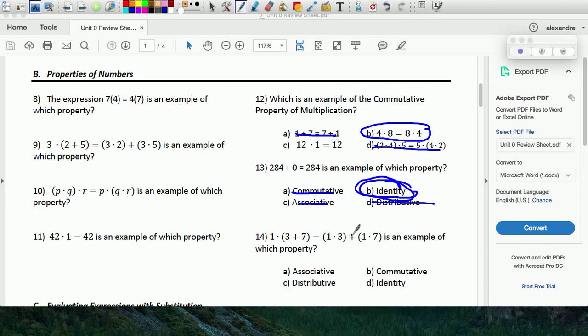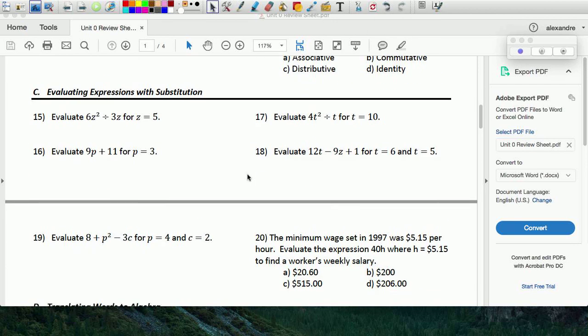And last one, again, let's see, it has parentheses, a factor outside, so it's 1 times 3, which is here, plus 1 times 7, which is here. So this is definitely the distributive property. All right, so it's not that bad, says me.